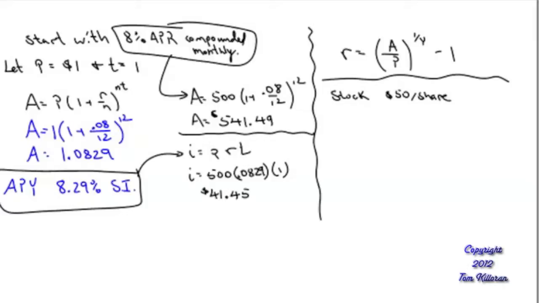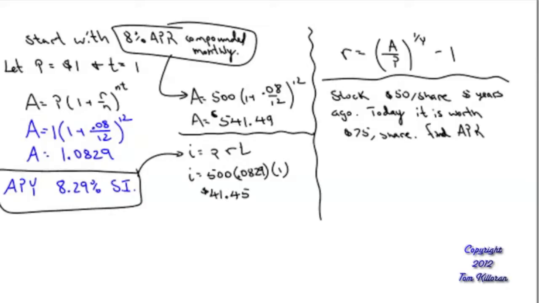But let's say we buy our stock for $50 a share. Let's say 5 years ago. Today, it is worth $75 a share. Find the APR. I want to know if I actually put this money away into a savings account, what interest rate would I have been earning?